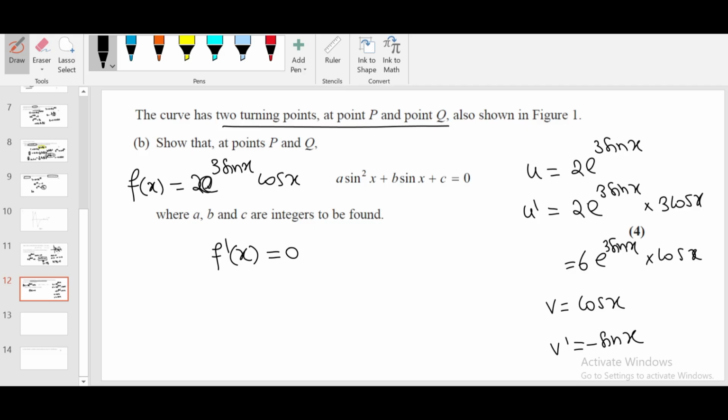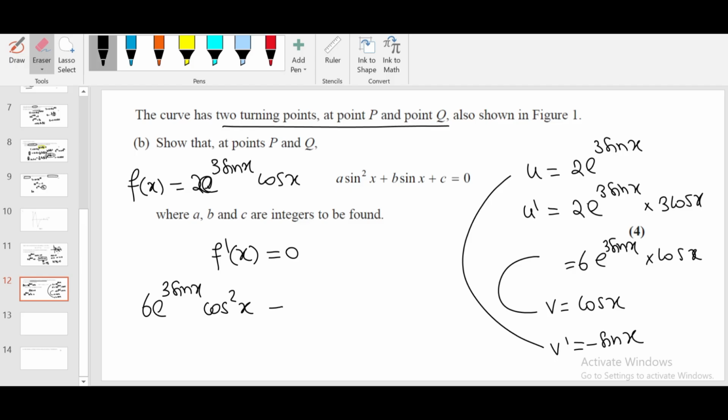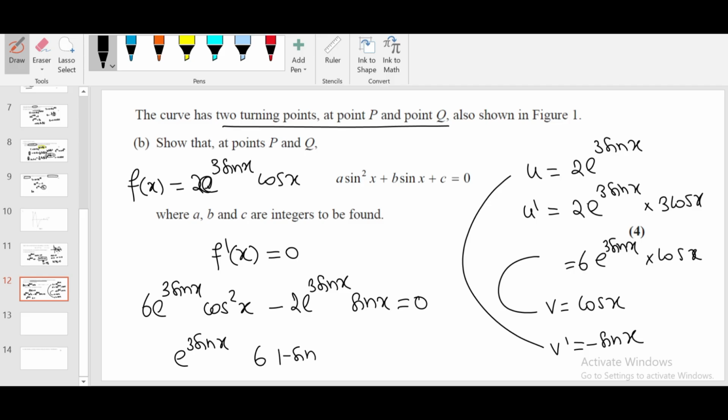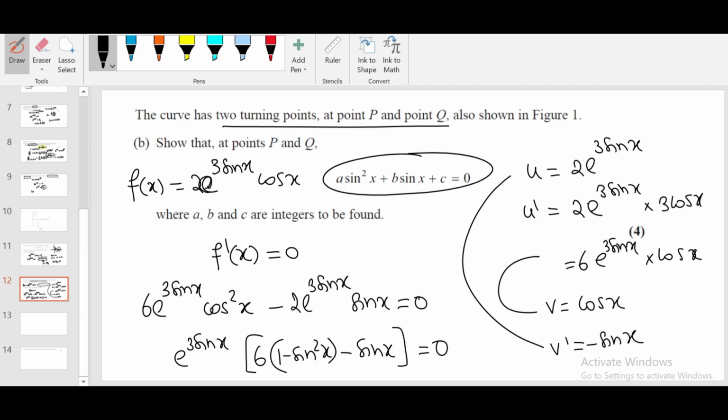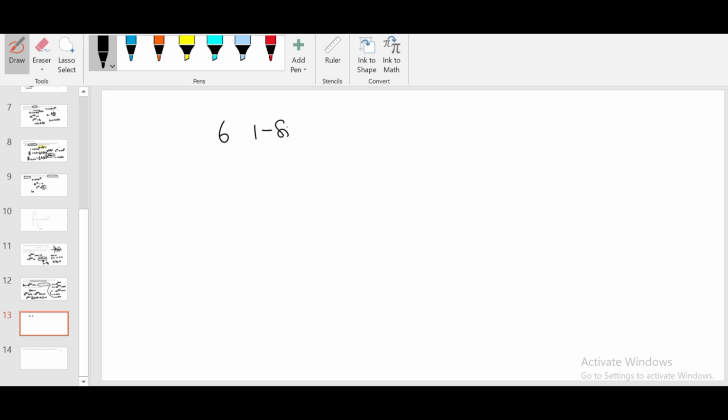So the product rule is vu dash: 6e power 3 sine x cos x times cos x is cos square, plus uv dash. There is a minus, so it becomes minus 2e power 3 sine x times sine x is equal to 0. From here we can take e power 3 sine x as a common factor. So you'll get 6 cos square, cos square is 1 minus sine square, minus sine x is equal to 0. We are not solving the equation, we just need to frame this equation. So bring e power 3 sine x to the other side, times 0 becomes 0. So you will have 6 times 1 minus sine square x minus sine x is equal to 0.